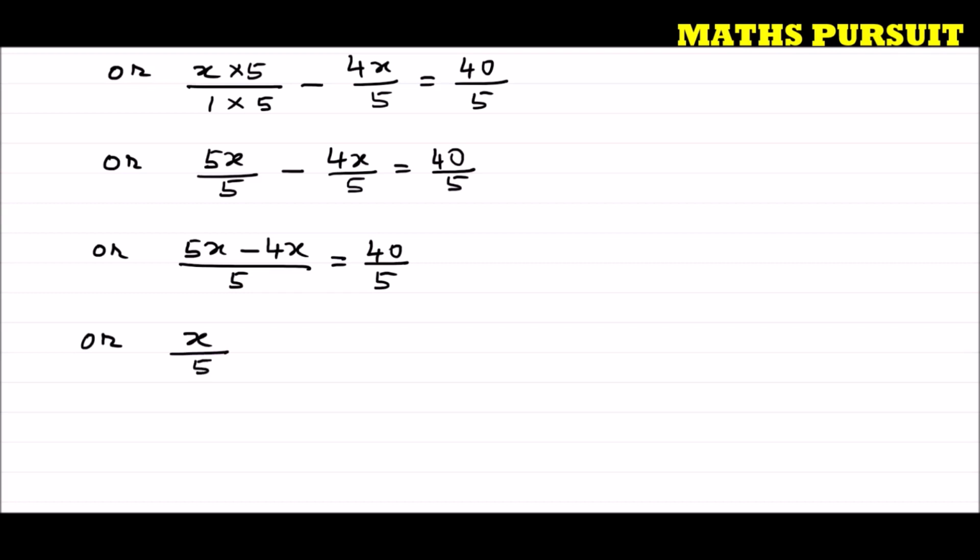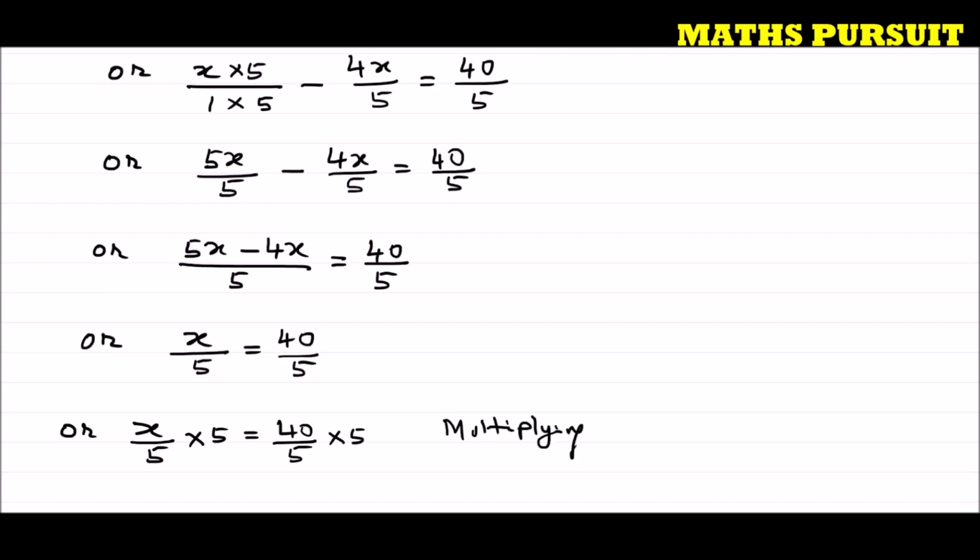X divided by 5 is equal to 40 divided by 5. So what we got? We get x divided by 5 is equal to 40 divided by 5. Or I can write x divided by 5 into 5 is equal to 40 divided by 5 into 5. What I am doing here? Multiplying both sides by 5. Why am I multiplying both sides by 5?